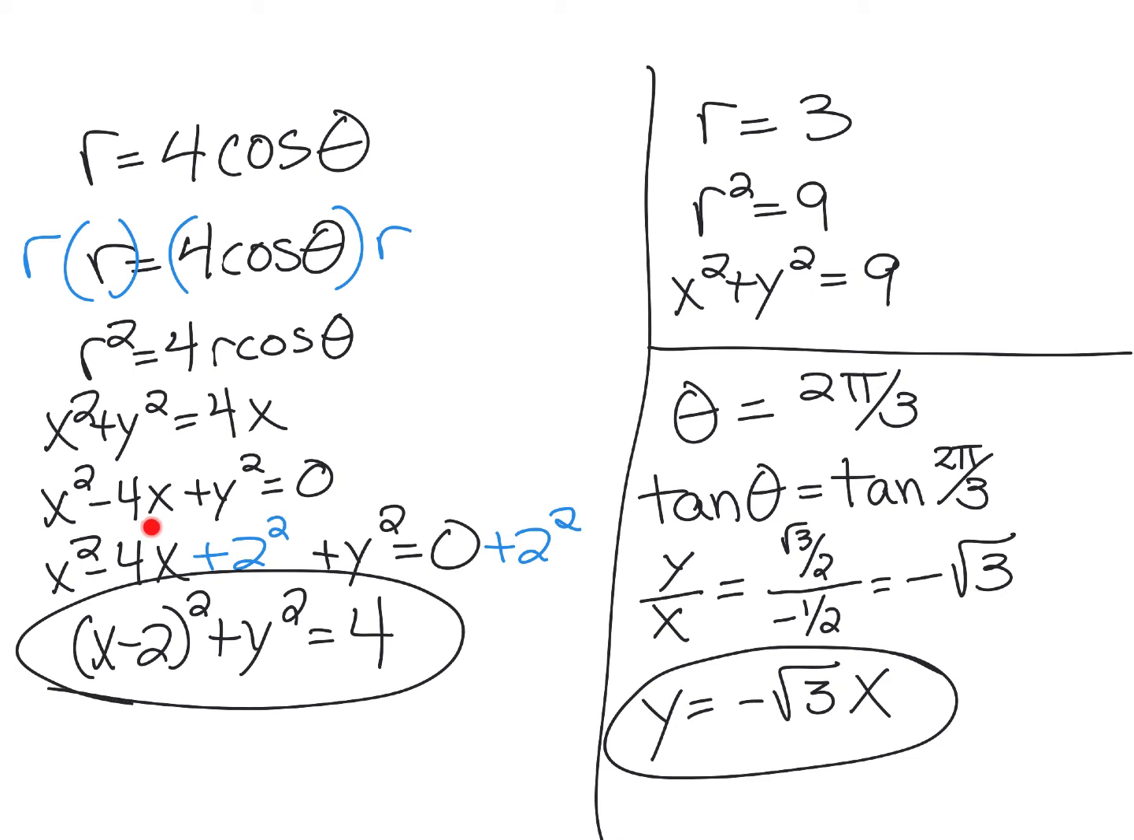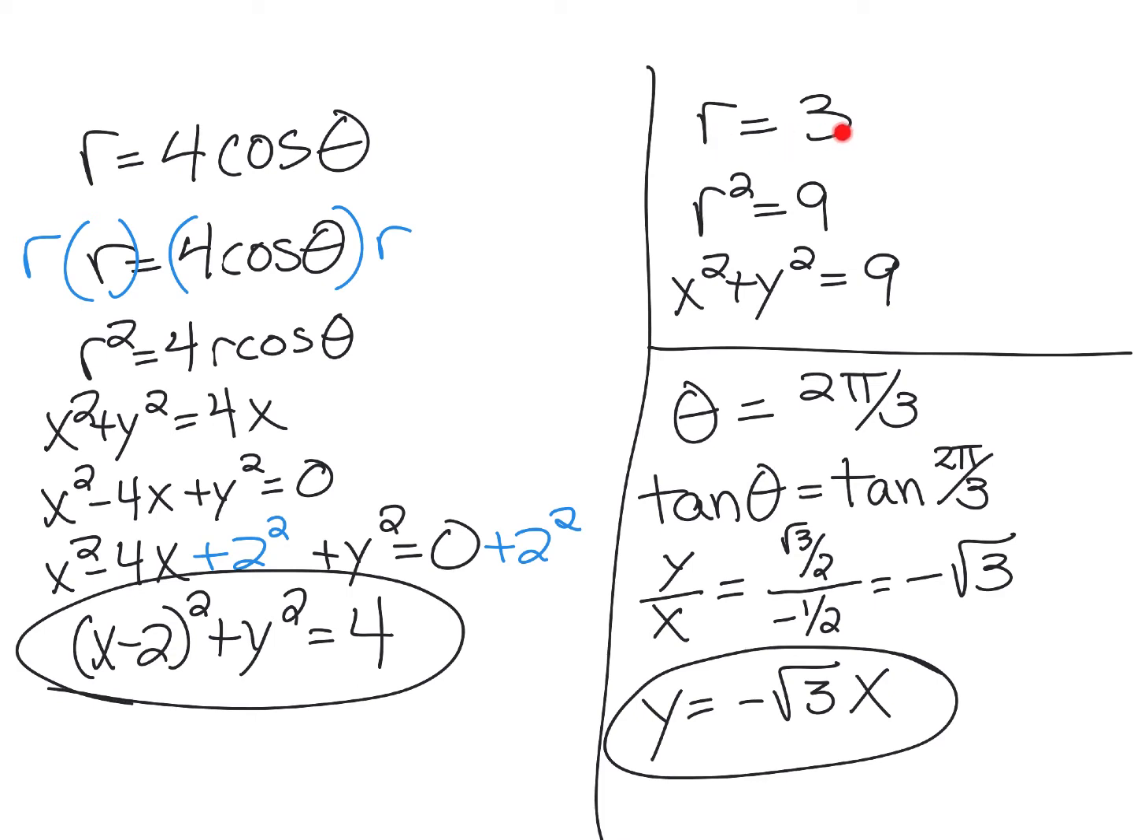So I'm going to move the 4x over to the other side. I'm going to look at just this bit and complete the square. So half of 4 is 2, so I write it down, square it, put a plus in front of it, but I have to do that same thing to both sides of the equal sign. Now I have created a perfect square. It looks like this. And now you see I have the circle centered at (2, 0), radius 2. And I've gone from polar to rectangular.